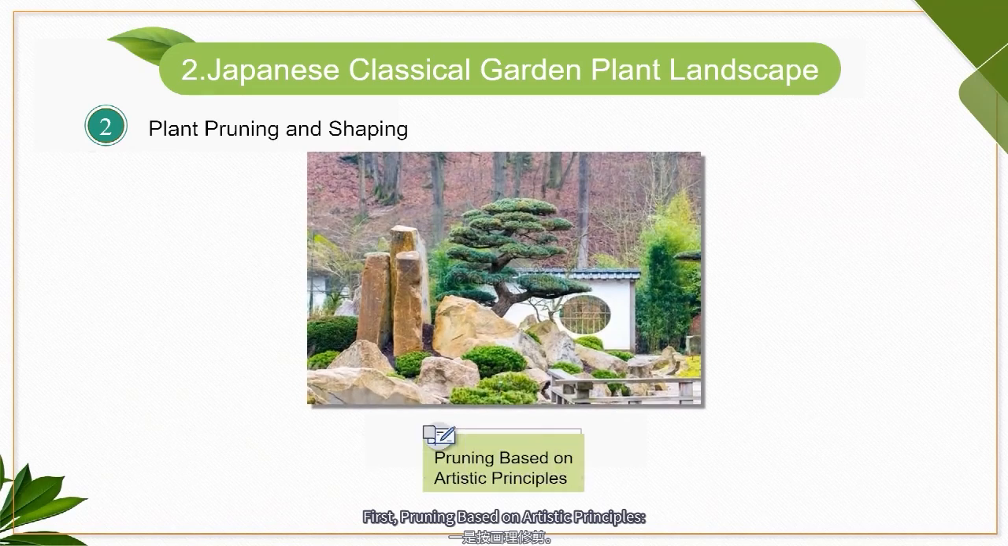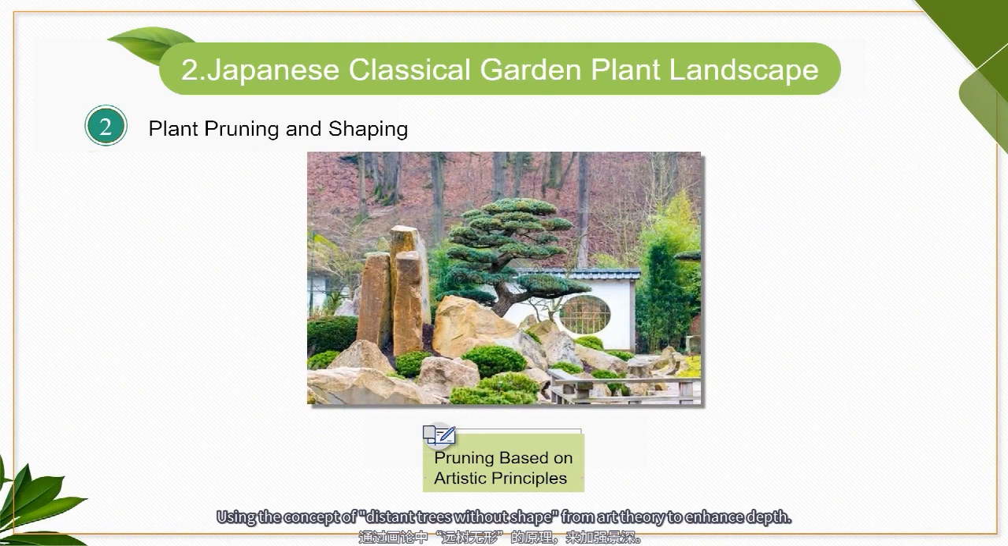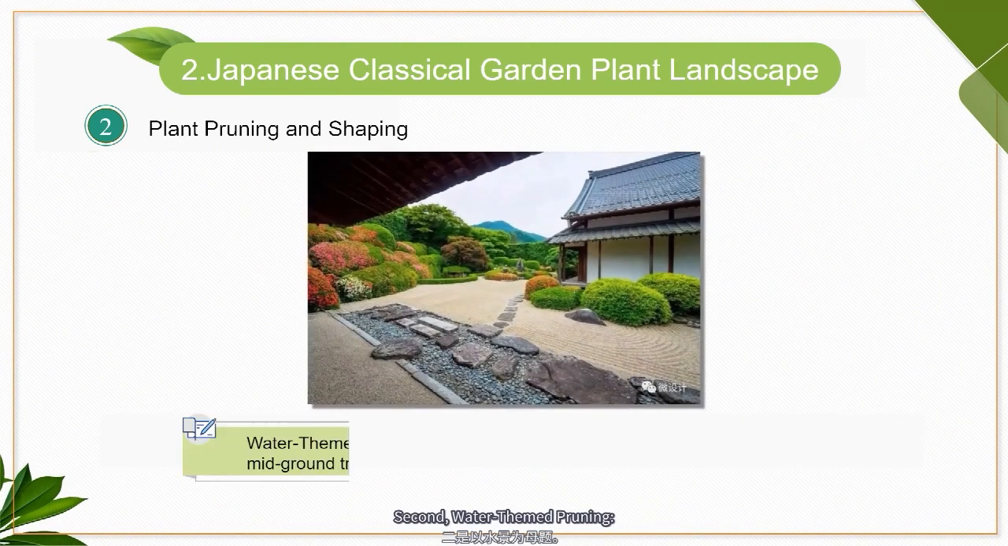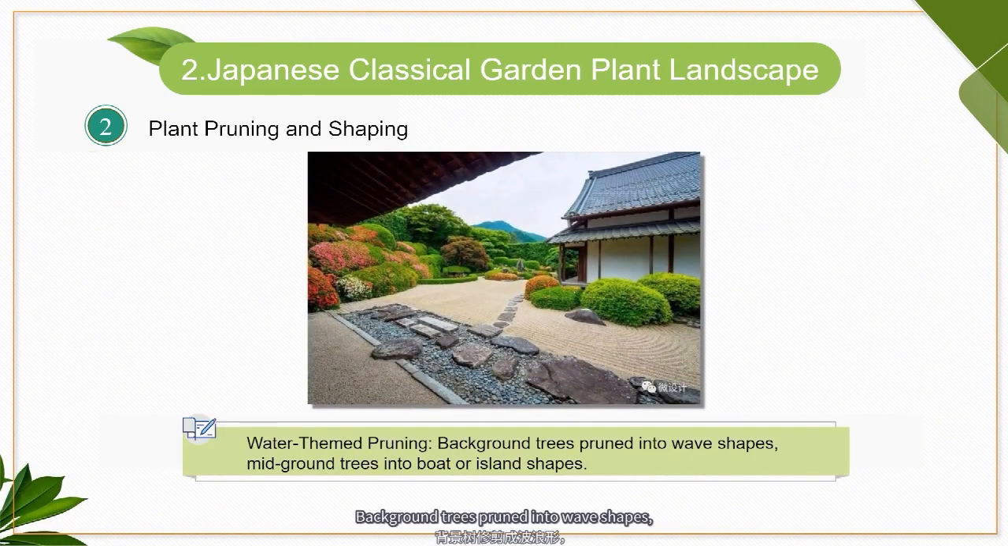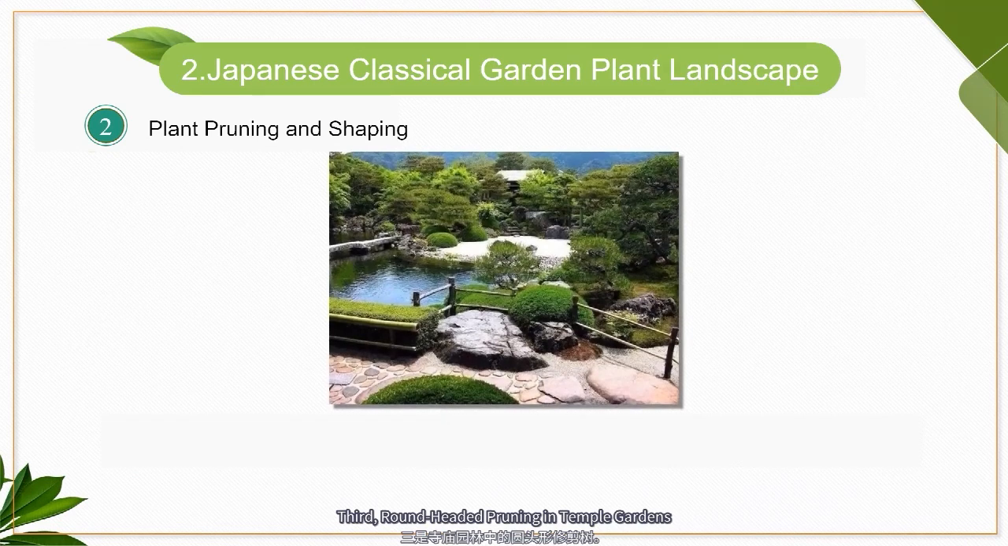First, pruning based on artistic principles, using the concept of distant trees without shape from art theory to enhance depth. Second, water-themed pruning. Background trees are pruned into wave shapes, and midground trees into boat or island shapes. Third, round-headed pruning in temple gardens.